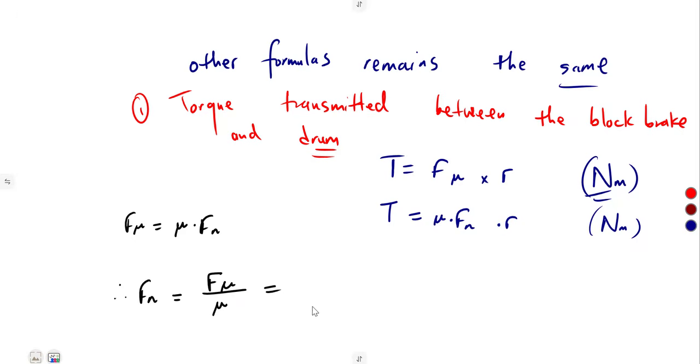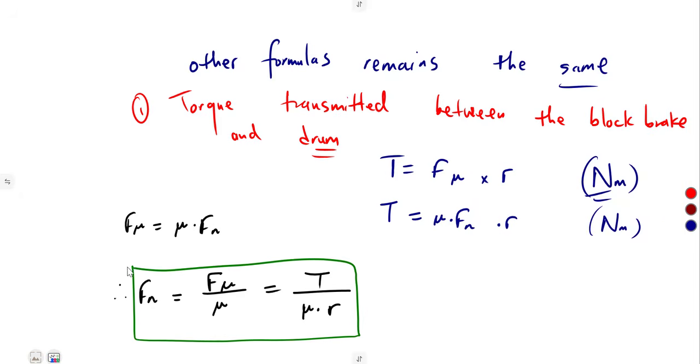So it's going to be T, the torque, over what? The coefficient of friction times the radius, like this. We are remaining with Fn, the normal force. So this represents the normal force from the frictional force and from the torque. You play around with the information that you're given.